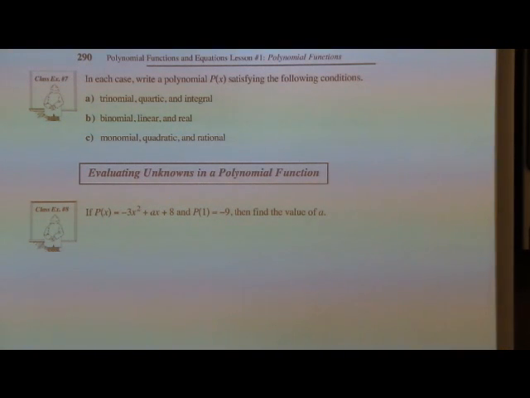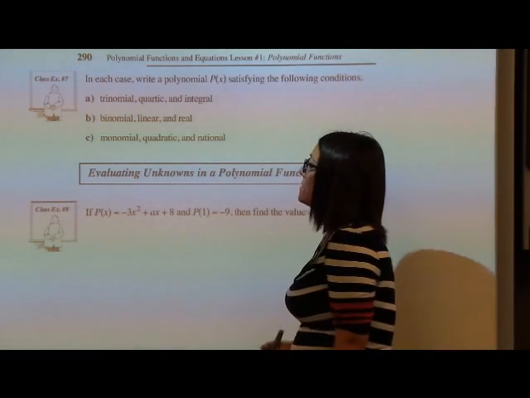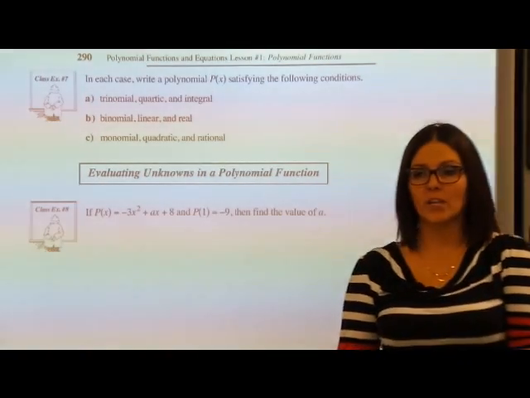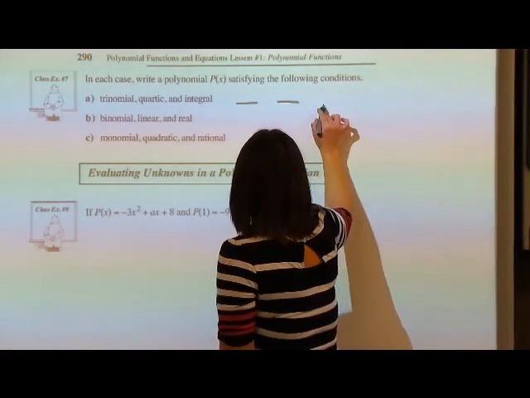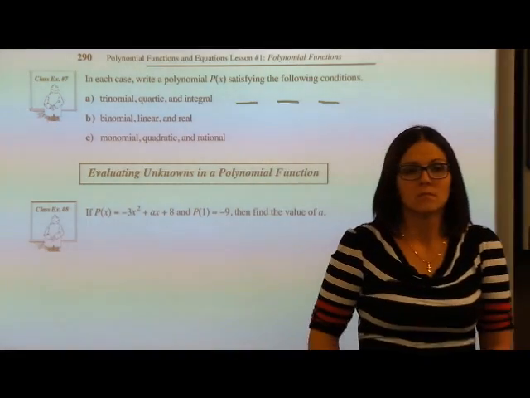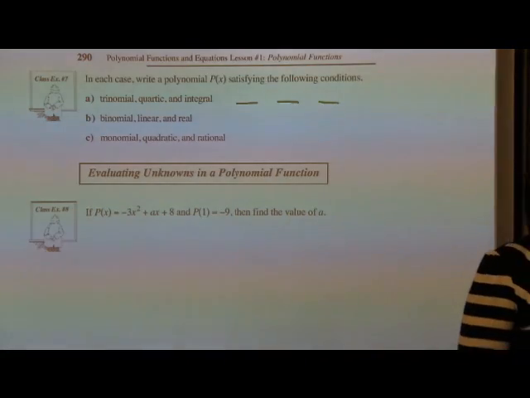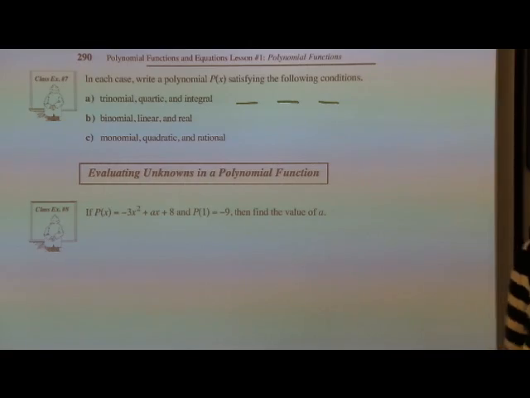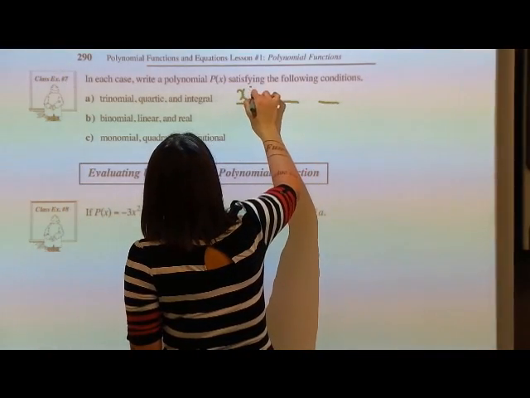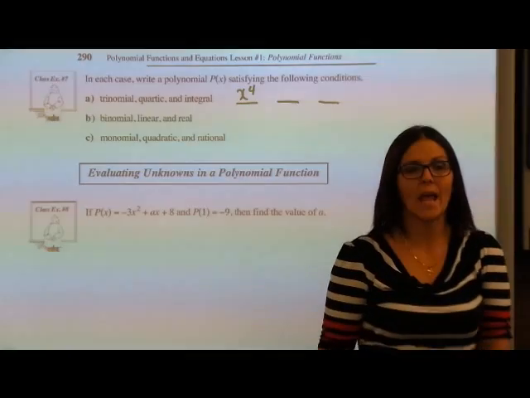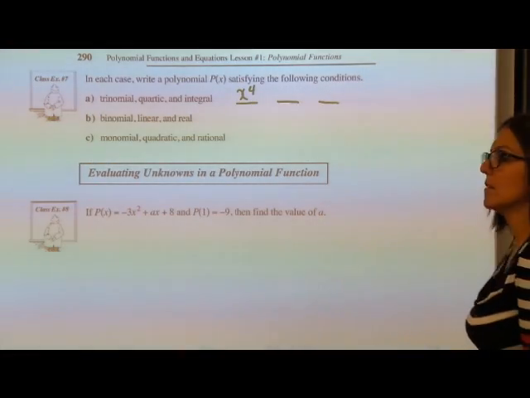Keep it simple. Don't try to get creative. It's a trinomial. How many terms do I have? 3. 1, 2, 3. It's quartic. What does that mean? Degree of 4. So that means I have to have an x to the power of 4, or an m, or an a, or whatever letter I pick.